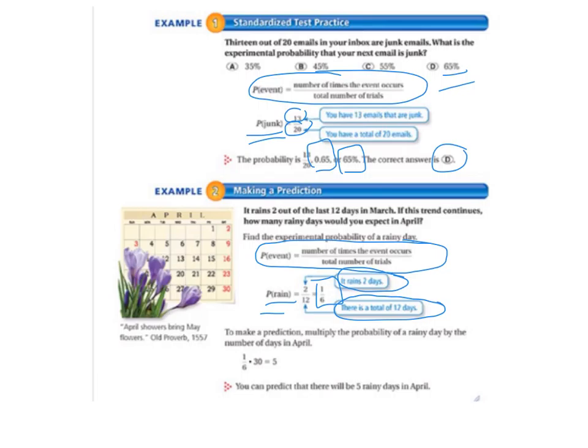So to make a prediction, we're going to multiply that probability of rainy days by the number of days in April. And there are 30 days in April. So 1/6 of 30 equals 5. So we can predict that there will be 5 rainy days in April.